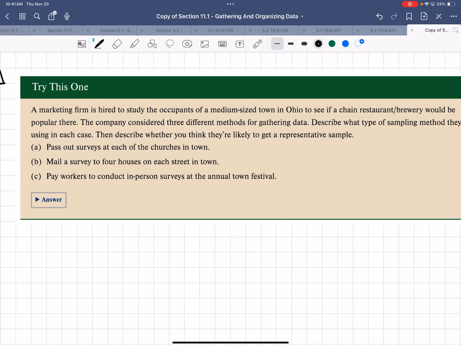Like I said, you guys don't have to write this down. It will be posted for you. You can just write down the answer. So you can put like A, stratified sample.